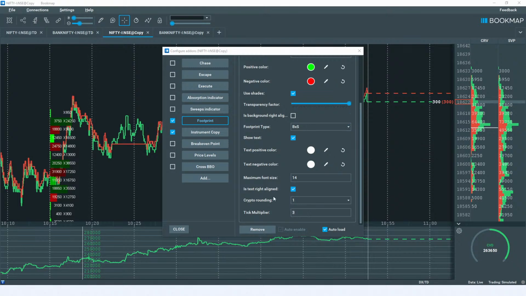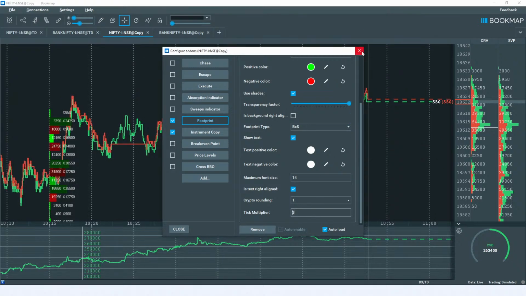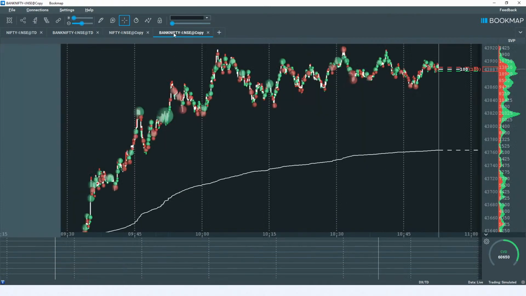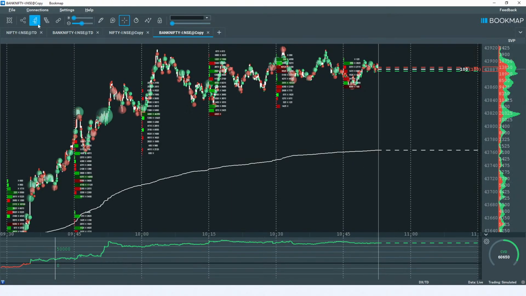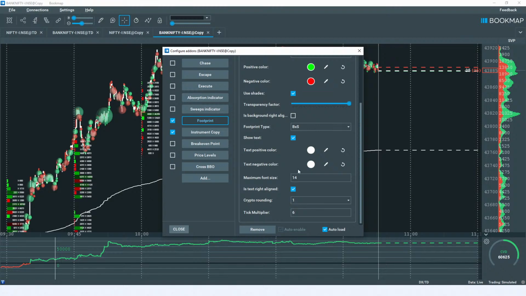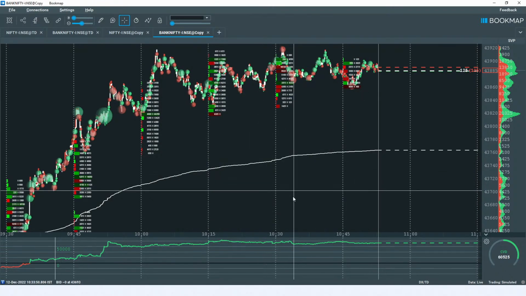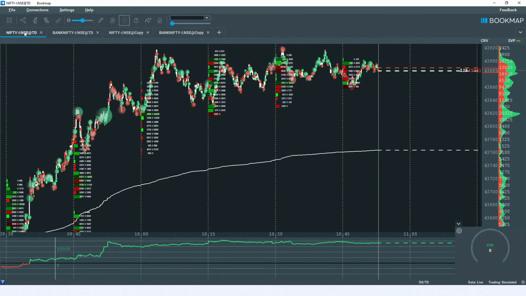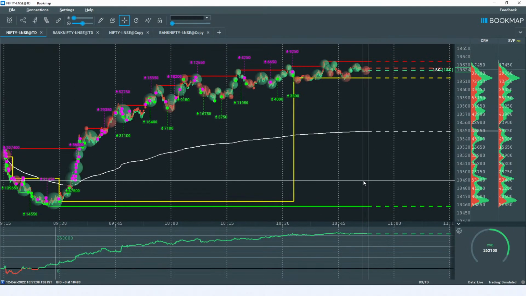So this again changes according to the instrument. Presently for Nifty I'm using 3, and for Bank Nifty double of the Nifty, because it is trading at double the number of the Nifty, and hence I'm keeping it as 6 in terms of the price level monitors. All right. So this is the basic setting of footprint charts that I'm presently following.